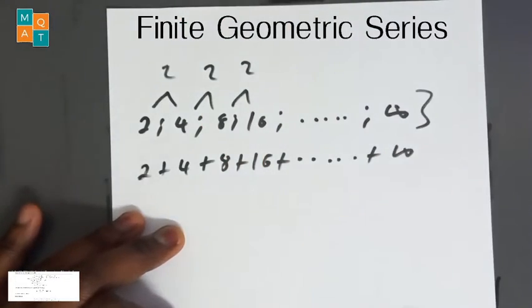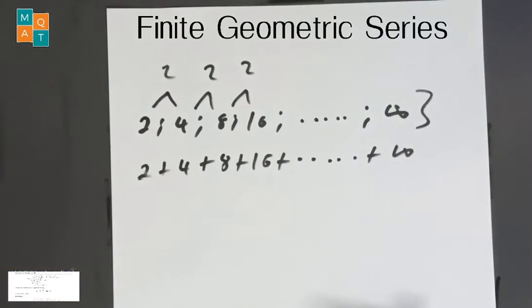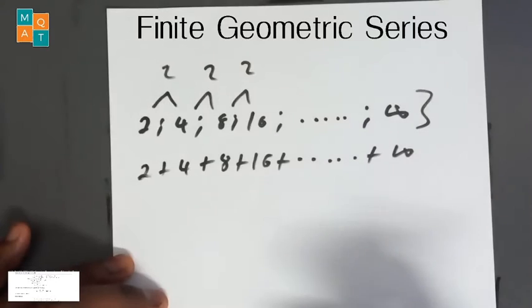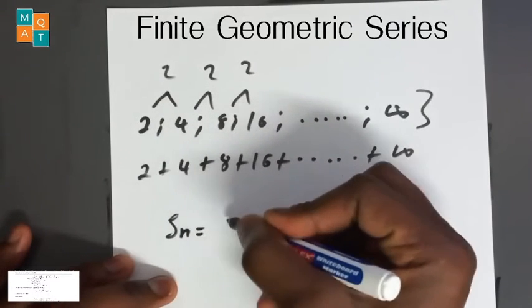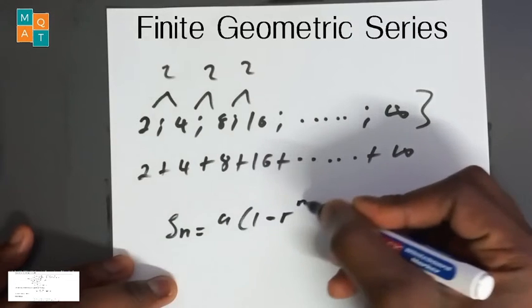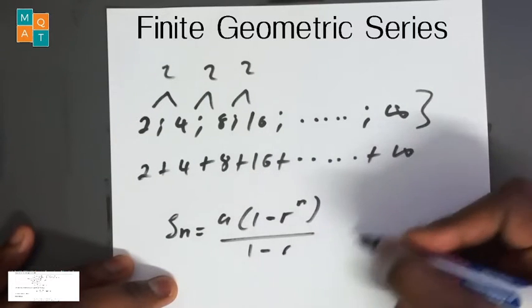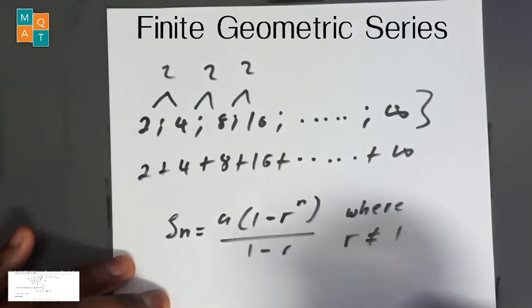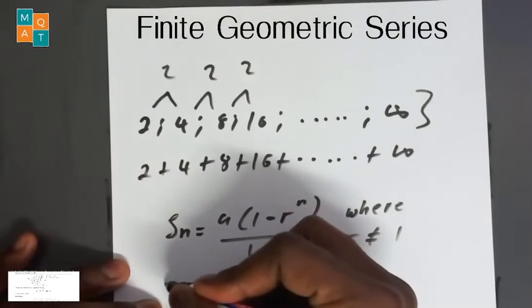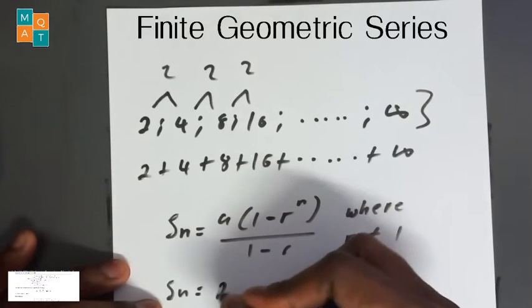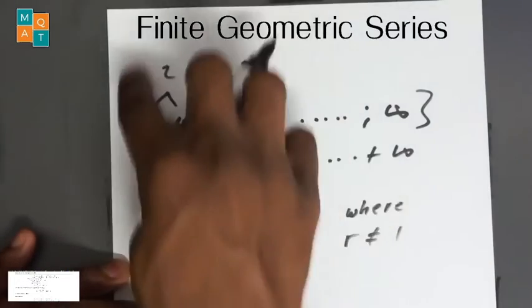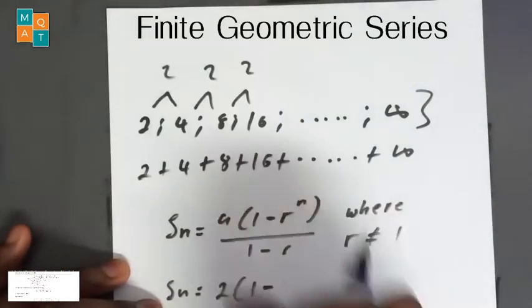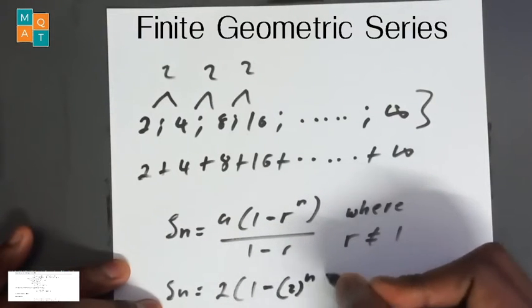Now let's use the equation we've derived previously to find the equation of this geometric series. We know that Sn is equal to a(1 minus r^n) divided by 1 minus r, where r is not equal to 1. Now let's substitute our values in there. a is the first term, so a is equal to 2, multiplied by 1 minus r. r is 2, as I said in the previous video, it's called the ratio, divided by 1 minus 2.